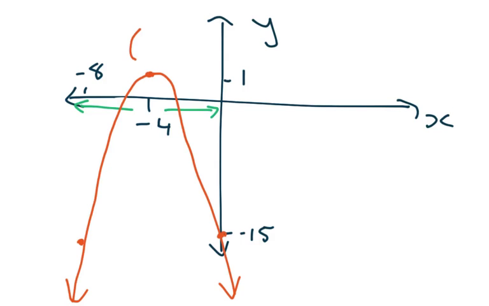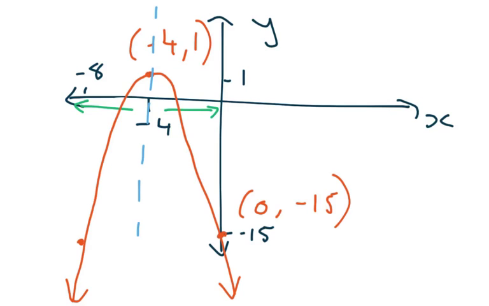So we label our turning point. We've got -4, 1, and our y-intercept, which is 0, -15. We draw in our line of symmetry. Again, you guys just use the same colour. I'm just doing it for you to be able to see, as x equals -4.